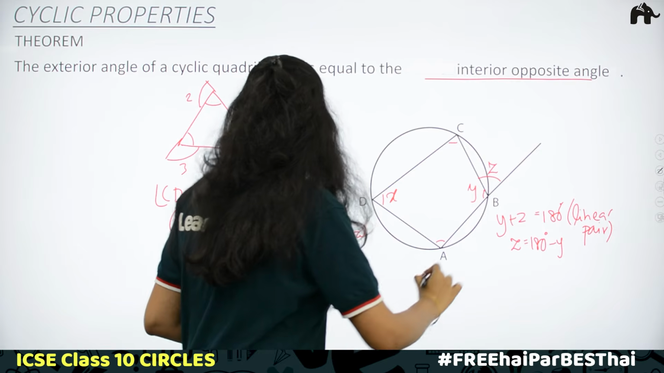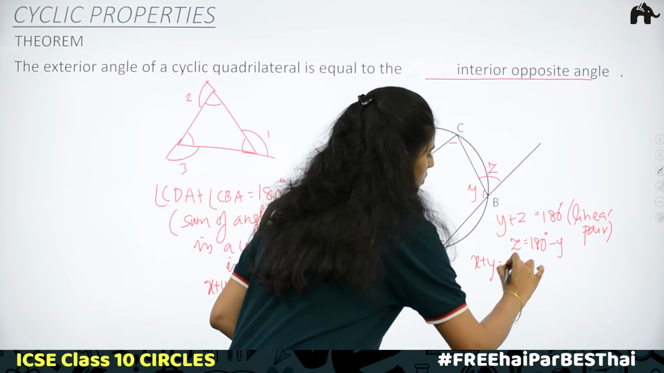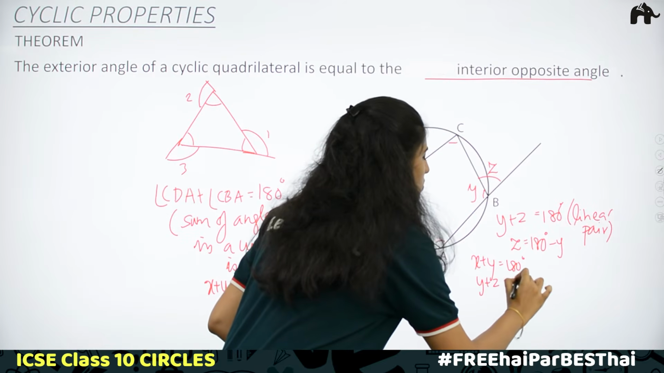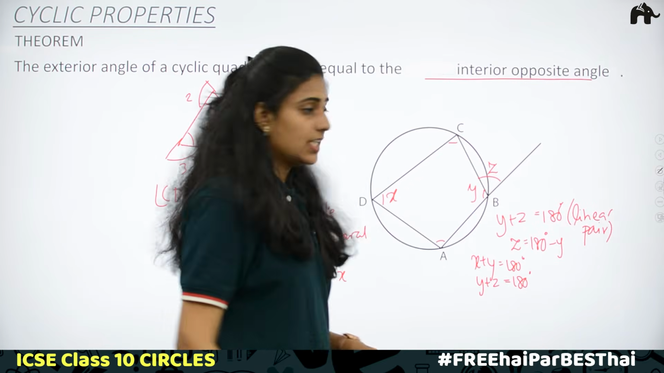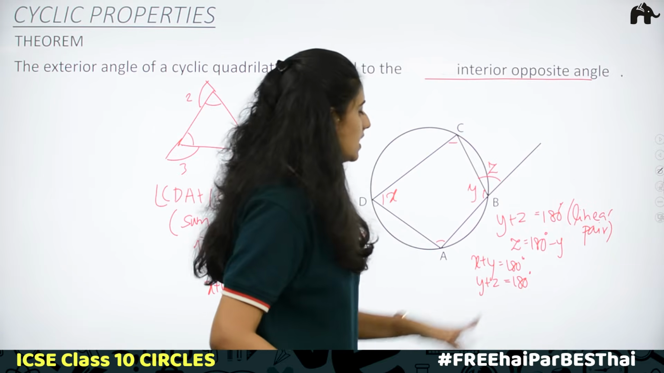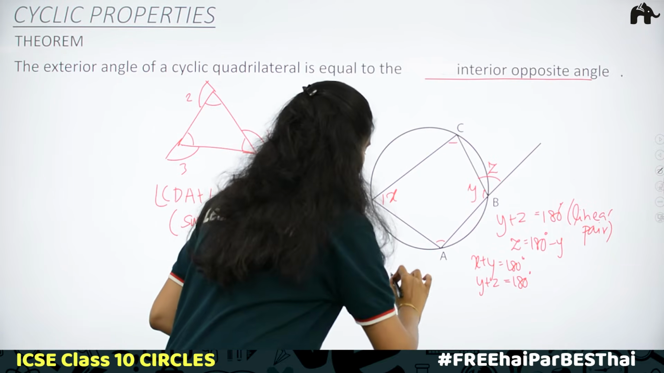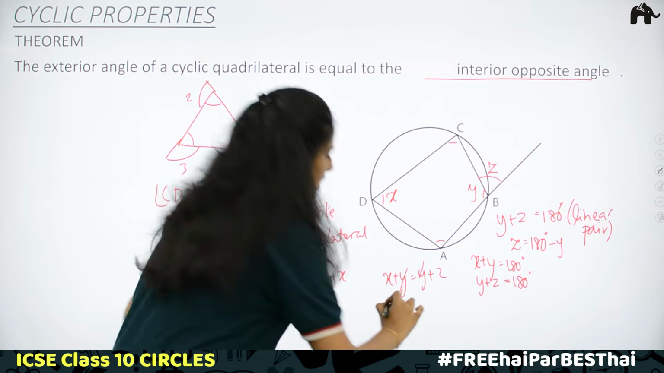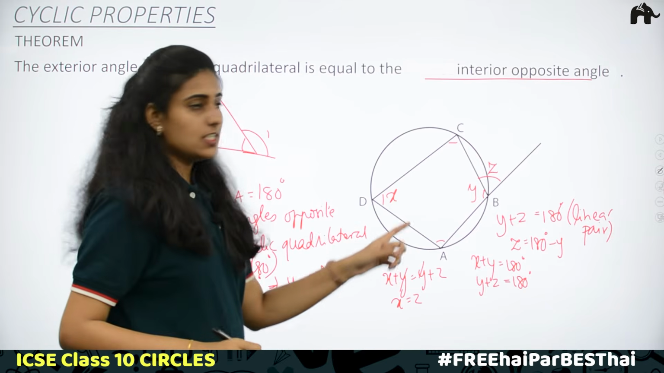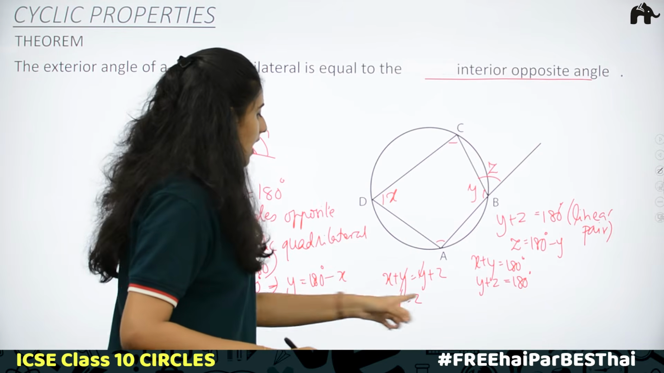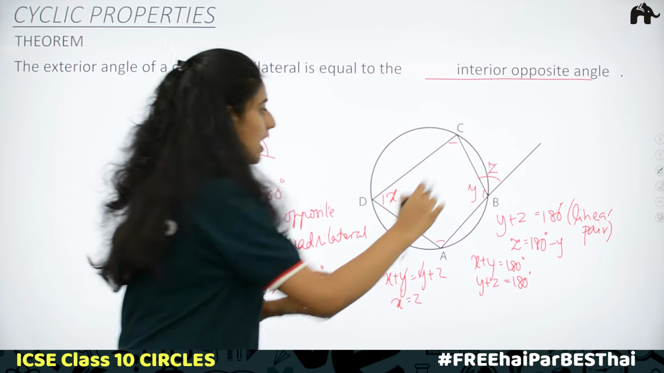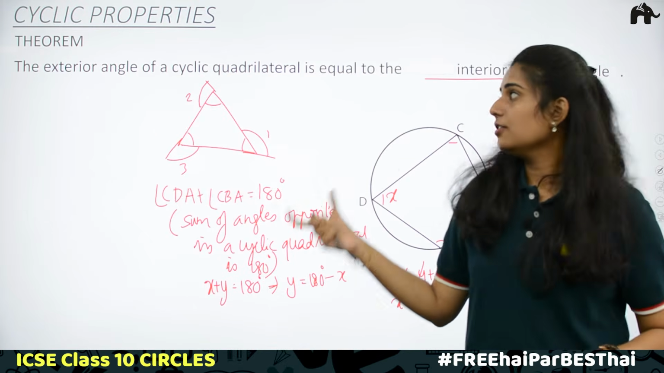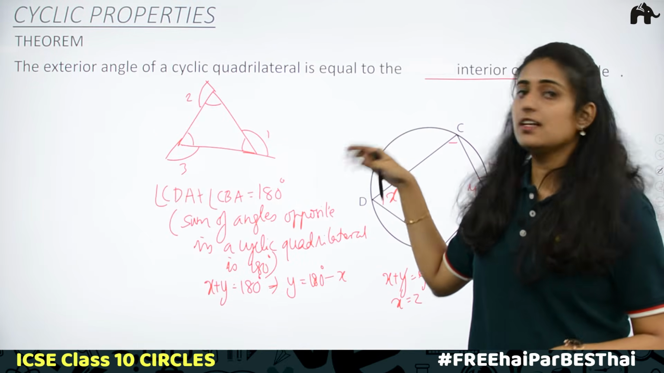Here we have x plus y is equal to 180 degrees and y plus z is also equal to 180 degrees. If x plus y and y plus z are both equal to 180 degrees, we will have x plus y is equal to y plus z. Cancelling y, we get x is equal to z. What is x? X is this interior angle and z is this exterior angle. Exterior angle is equal to the opposite interior angle. Clear? So we will be using this statement also in solving the problems.